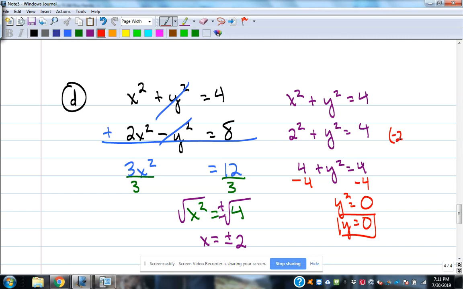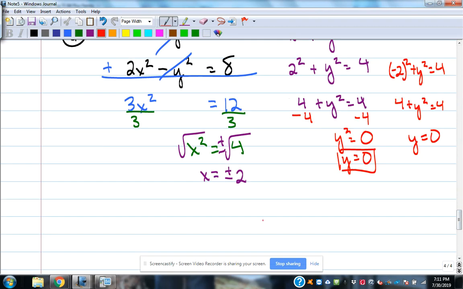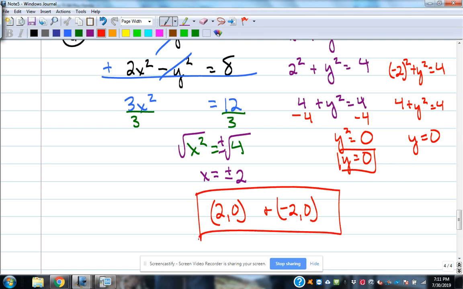If I plug in negative 2, same thing happens. I still get y equals 0. So that's good. That means my ordered pairs are (2, 0) and (negative 2, 0). You get the same y value for both of them, and that's okay. They're different spots. 2 zeros over here on the right, negative 2 zeros over on the left of the origin. So they're 2 different spots. Just because I have the same y value twice doesn't hurt anything. That's okay for that to happen.